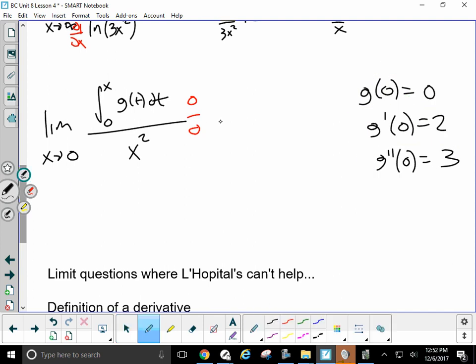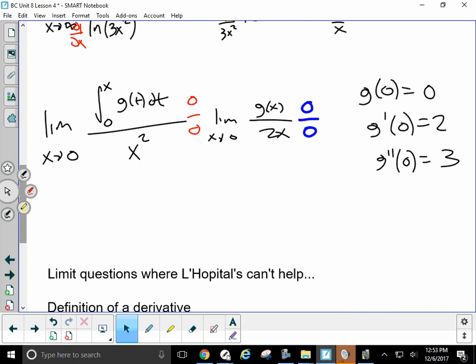Okay, so I take the derivative. If the limit as x approaches 0, what's the derivative of this accumulation function? G of x, thank you, Mr. Navarro. Derivative of x squared, 2x. Well, then I plug in 0, I get g of 0, which is 0. And then I get 2 times 0, which is 0. So that means my limit doesn't exist.